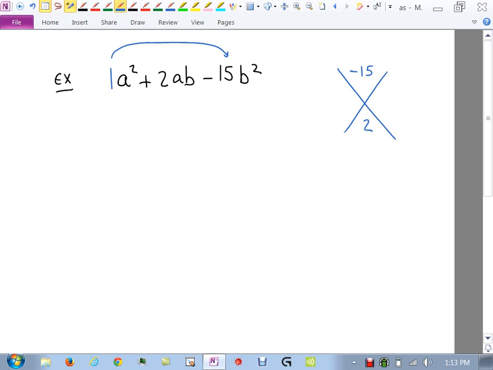3 and 5. Which one of them is negative? Because one of them has to be negative. Negative 3. So how about I go 5 and then negative 3? You agree?